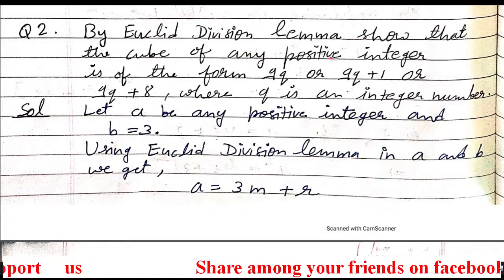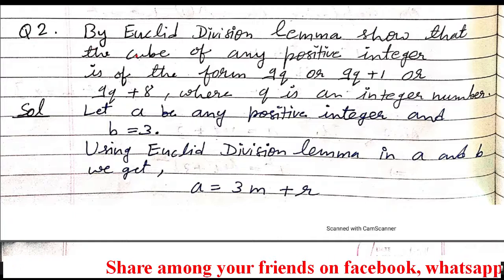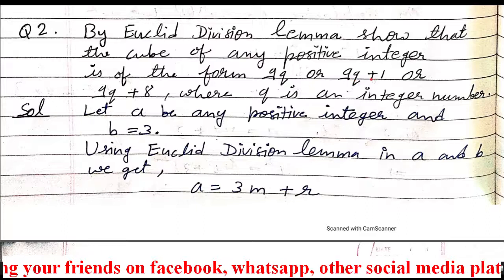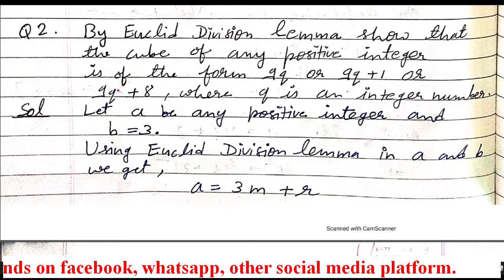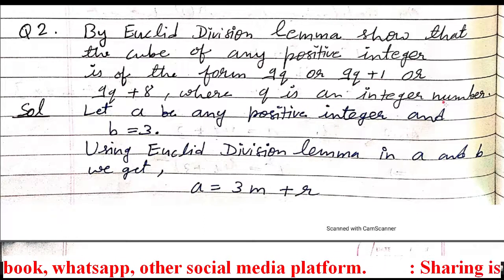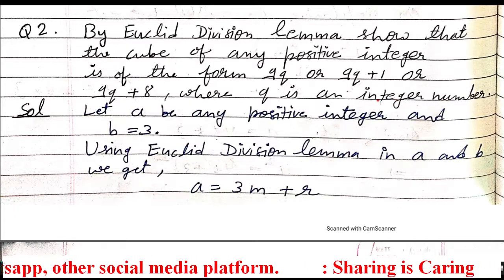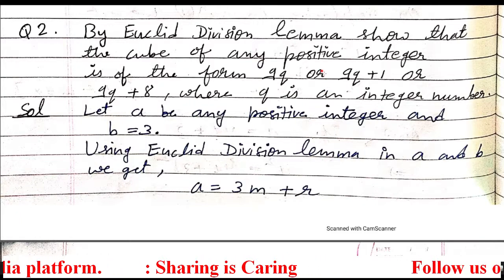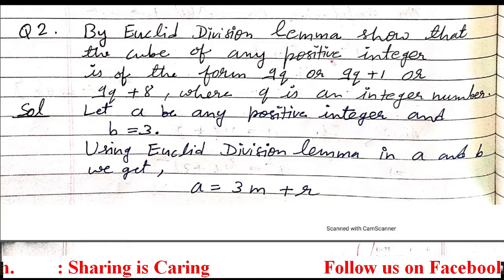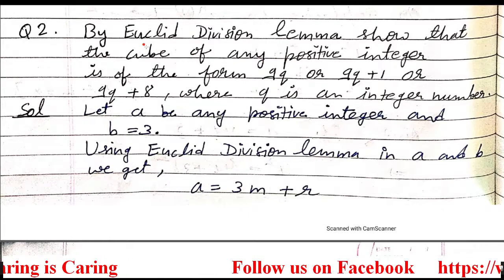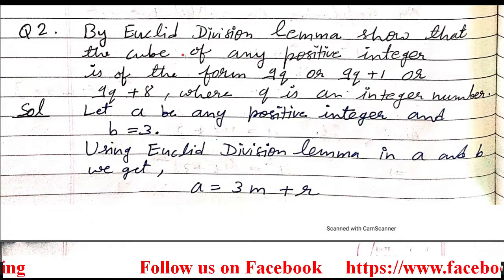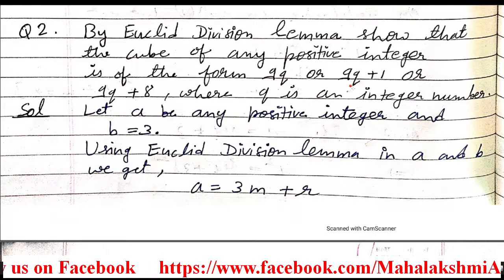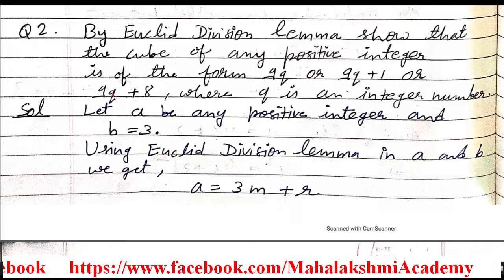By Euclid's division lemma, show that the cube of any positive integer is of the form 9q, or 9q plus 1, or 9q plus 8, where q is any integer. So here again we have to use Euclid's division lemma, and we have to prove that the cube of any positive integer can be brought in the form of 9q, or 9q plus 1, or 9q plus 8.